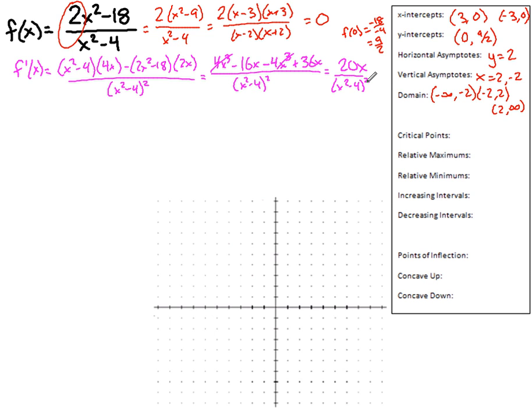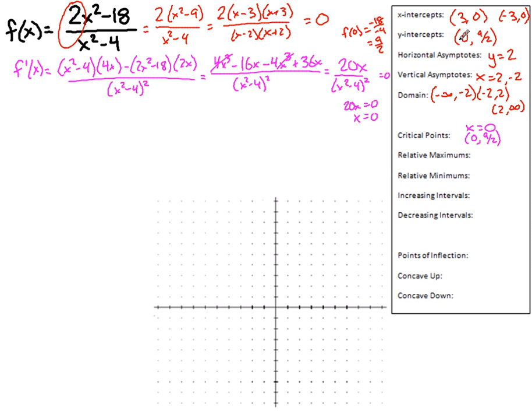What I'm going to do to find the critical points is set that equal to 0. Again, if the whole fraction equals 0, that means just the top is equal to 0. So 20x equals 0, which means x just equals 0. That is my only critical point. And I even know that the point itself will be 0, 9 halves. We figured that out already from our intercept.